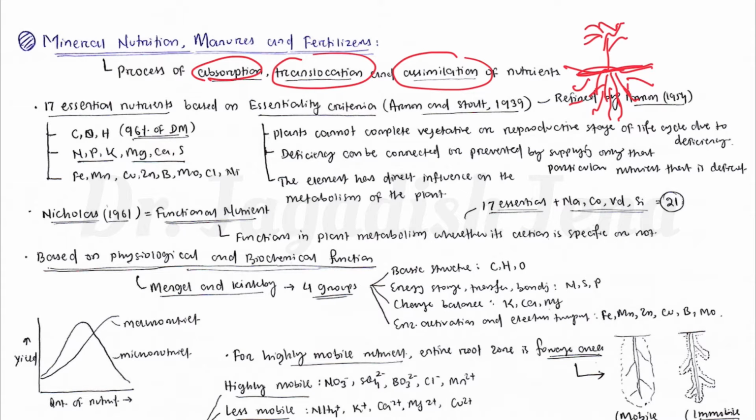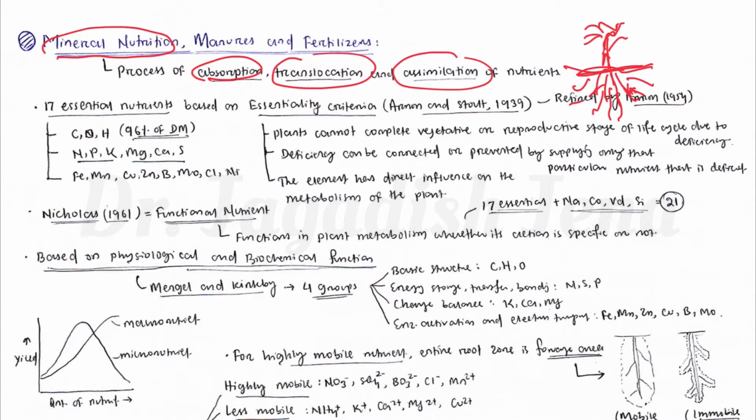So basically, what is mineral nutrition? Mineral nutrition is the absorption of the nutrient through the root system, the translocation of the nutrient, and assimilation, that means taking part in different biomolecule processes, conversion into different biomolecules, or enzymatic activity. The whole process is known as mineral nutrition, and we are going to discuss all these three.